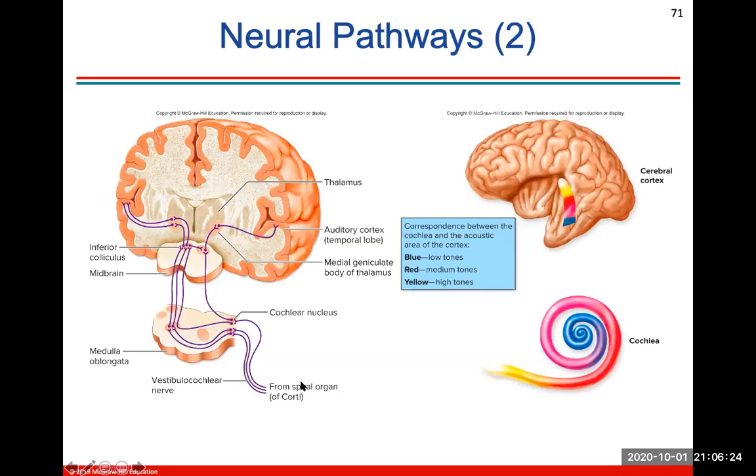So here shows the neural pathway traveling through the medulla oblongata, where they will cross over, and then they'll travel up through the midbrain and then to different regions in the thalamus. I won't ask you too many specifics about neural pathways.